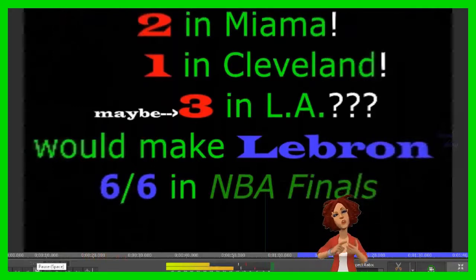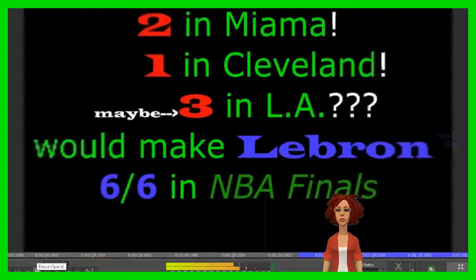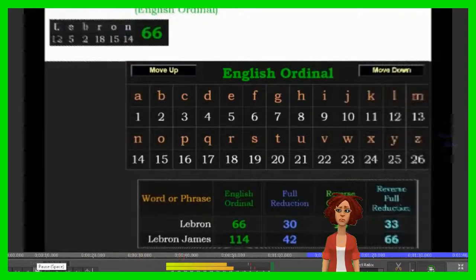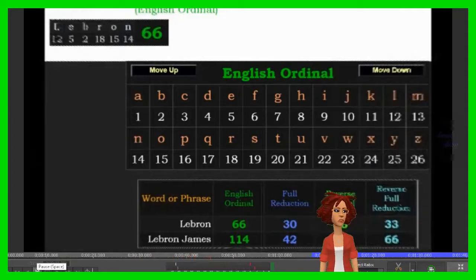Two in Miami, one in Cleveland, maybe three in LA, would make LeBron 6-6 in the NBA Finals. And you see, LeBron is 6-6 in English ordinal, and 6-6 in reverse full reduction.